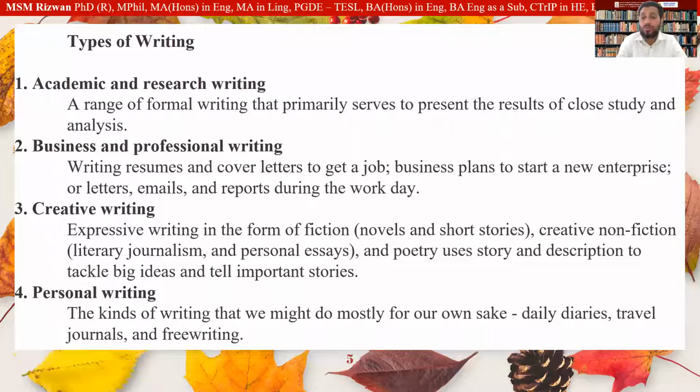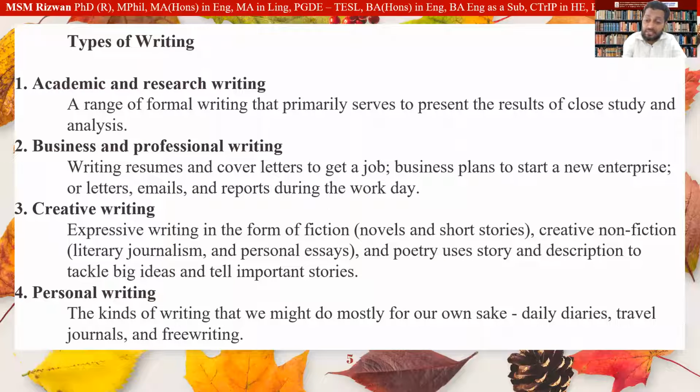And the third type is creative writing. You may have some experience throughout your schooling. From your schooling, you might have some experience of taking part in creative writing competitions. Sometimes you may have some practice in it, right? By the way, creative writing means expressive writing in the form of fiction, like novels as well as short stories.